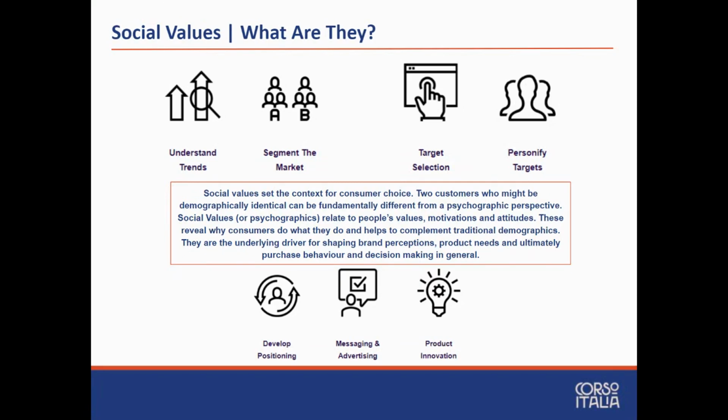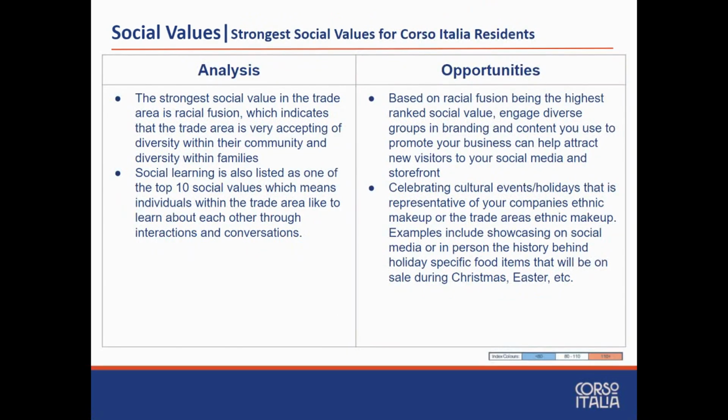Social values also help inform decisions on how people choose to buy products or services in general, as well as engage with businesses. So it's very important to understand the values that underpin individuals' decisions on a day-to-day basis. And for the trade area, the social values are really reflective of what we just saw in this Prizm profile graphic. Specifically, one of the strongest social values is racial fusion, which speaks to what I've mentioned earlier around the interest and need to see and celebrate cultural events and holidays that are representative of your company's ethnic makeup or the trade area's makeup.